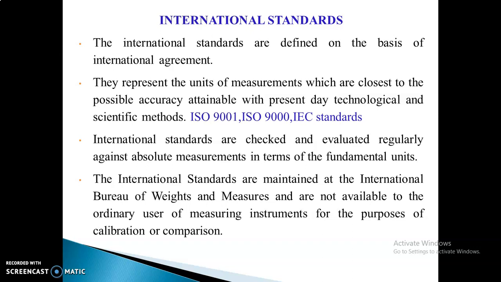What is this ISO? That is the International Standard Organization, which was derived from all over the world. In that particular society, 20 to 24 countries participated, and they derived the quality checking. The next one is IEC. IEC mainly focuses on testing electronic equipment. Those standards are called IEC standards, and these are not available to the common user. This is only for the purpose of calibration or comparison.